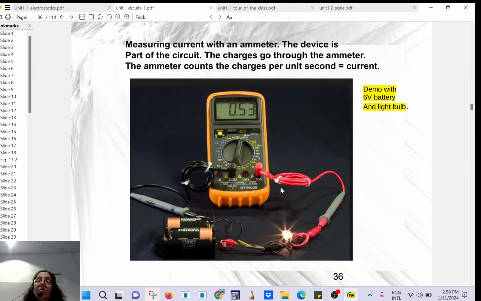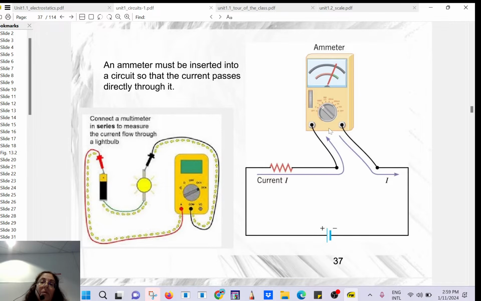So again, when you are measuring current, the first thing you want to make sure is that you are at the right setting, amps, okay? And your device here will be part of your circuit. So you're measuring 0.53 amps. How much is that in milliamps? Multiply by 1,000. Very good, 530 milliamps. Is that clear? So make sure that it is aimed here at amps. Okay, so that's how we measure current.